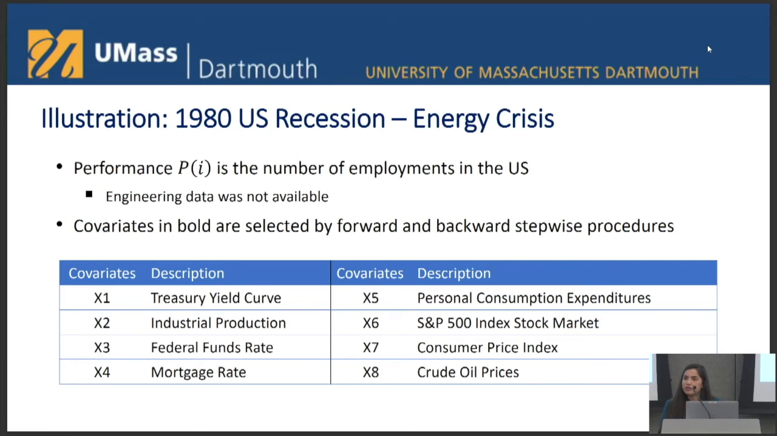Those are my covariates. They are all statistical indexes. So I just collect the information in 1980, and I'm using those factors to predict the number of jobs.